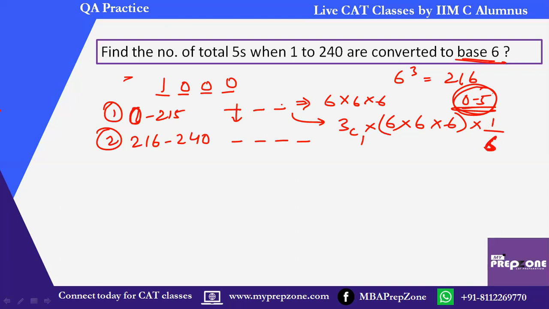I have 6 digits, 0 to 5. मुझे सिर्फ 5 का निकालना है. So by symmetry, I can say 1/6 से मेरा at least 1 digit आ जाएगा. ठीक है, I will just solve this. This is nothing but 36 into 3, 108.